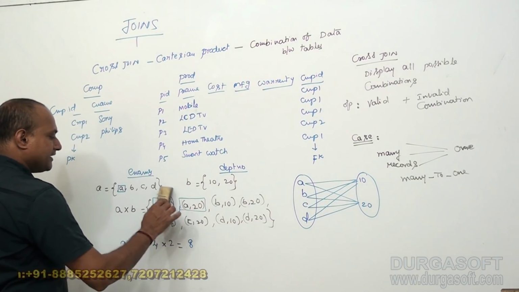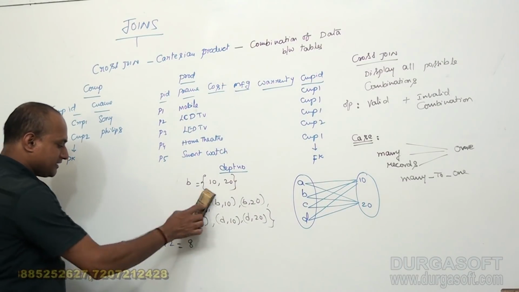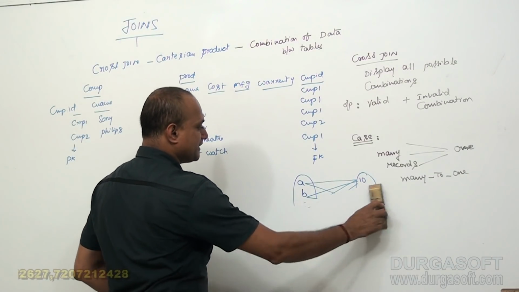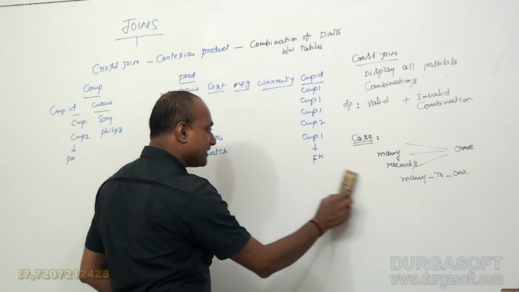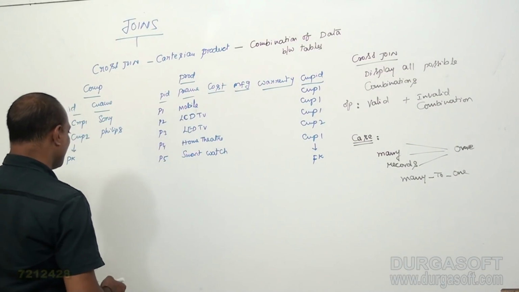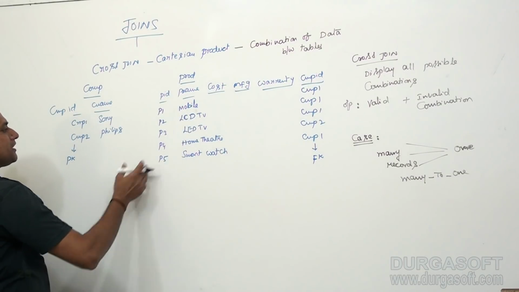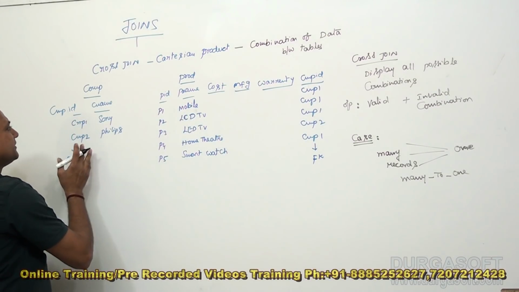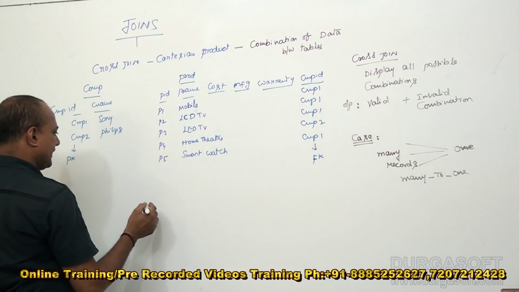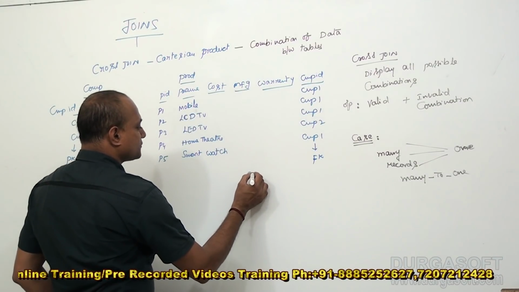How to remove invalid combinations? By using Equijoin. Let me wipe this out and explain in which case we will get valid combination by using cross join. Let us say you have a table where multiple products are there, multiple companies are there, and also we have a table that is called the discount table.